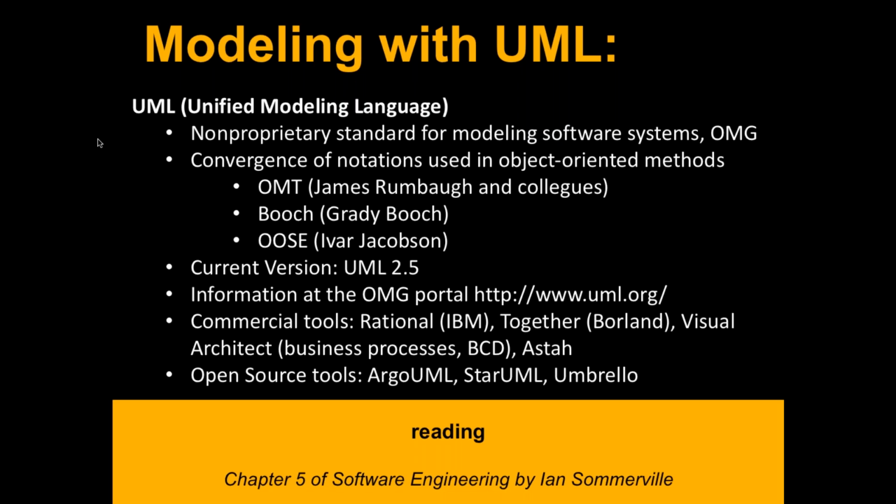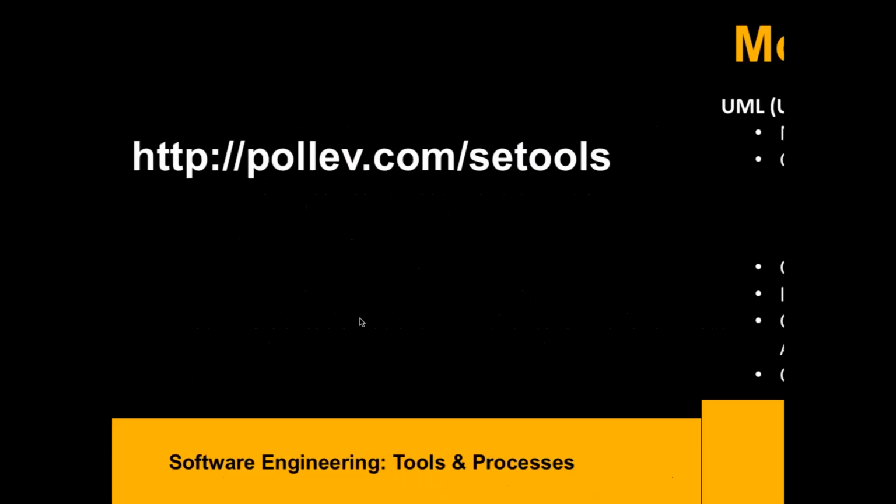It is a non-proprietary standard, and with some history about UML, the way it came about was through convergence of multiple notations used in object-oriented methodology. There's OMT by James Rumbaugh and his colleagues, the Booch method, and the OOSE method by Ivar Jacobson. It's a convergence of all of these notations. And you can find more information at uml.org.